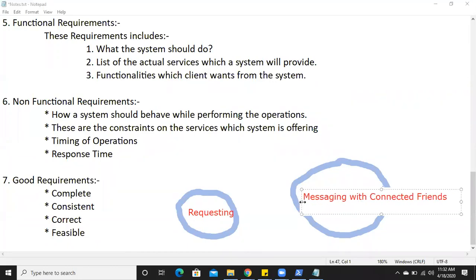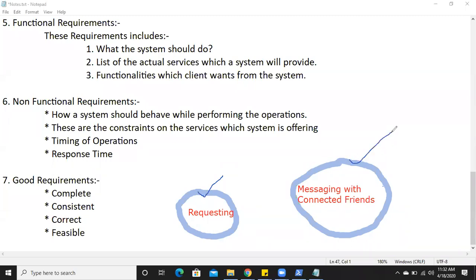Right. These two modules are basically the requirements of my client. He will just come to you and tell you that he wants these two modules integrated with each other, right? Because only the connected friends, those who have accepted the friend request, can send messages, right? So these are the functional requirements.